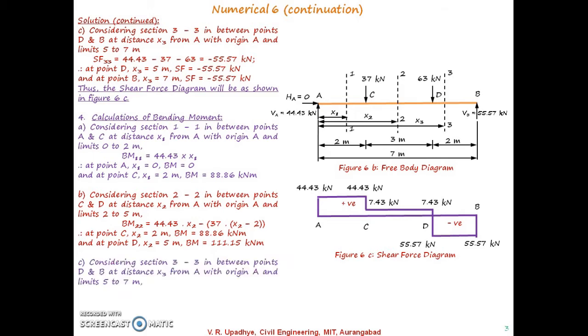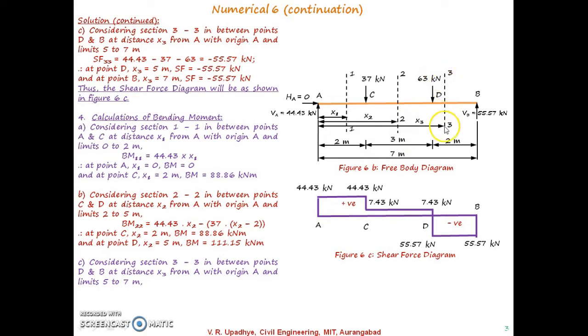With these two values, we go further in between D and B, with section 3-3. Still the origin is A, and the distance from point A up to section 3-3 we consider as x3. In between D and B we are considering section 3-3. So at D, that limit becomes 5 meter, and at B, that limit becomes 7 meter.